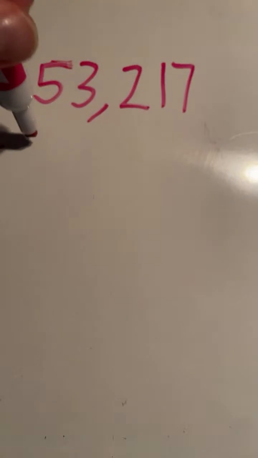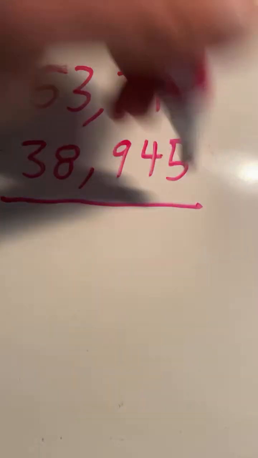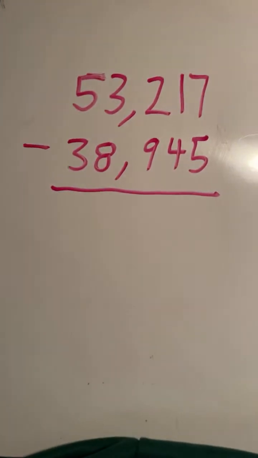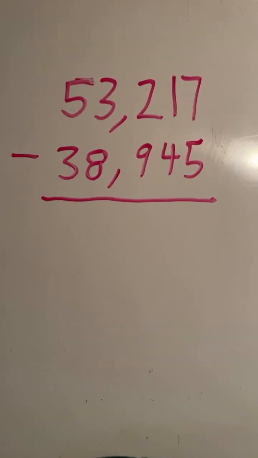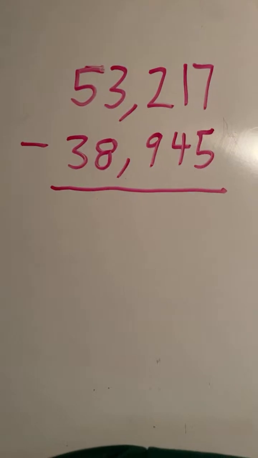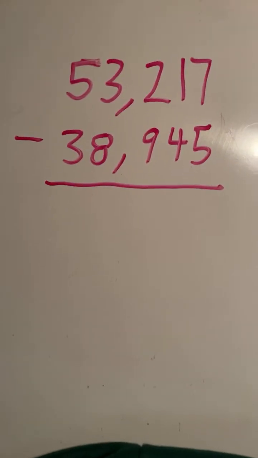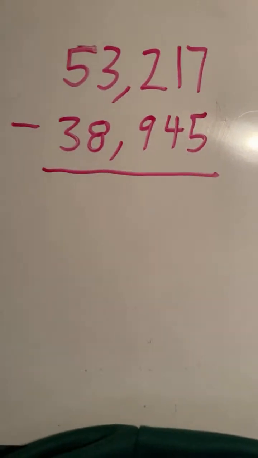All right, example number 2, 53,217 minus 38,945. So again, before we do any subtraction, we determine whether or not regrouping is needed, and we do all of our regrouping.